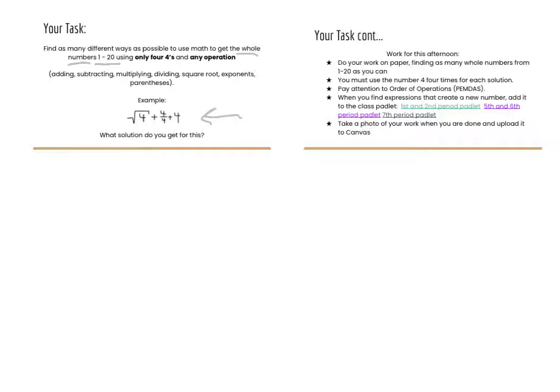We have to do that, however, using only the number 4 and only 4 of them. But we can use any operation. So again, operations are all of these things right here. There's addition, there's subtraction, there's multiplication, there's division, square roots, exponents, and parentheses. So we need to find all numbers 1 through 20 using 4 fours and any operation we want.